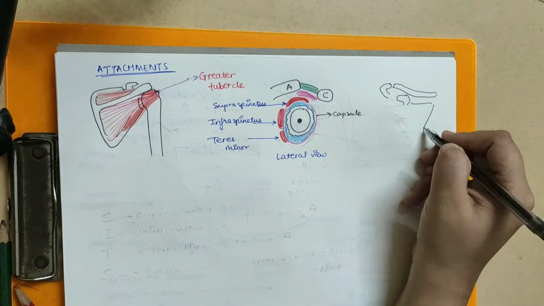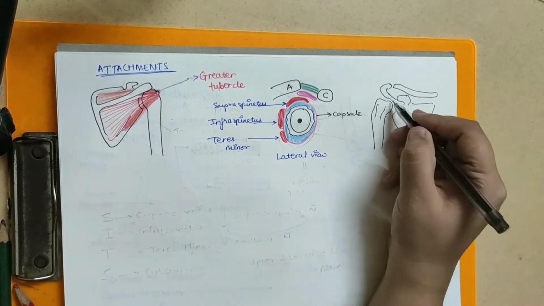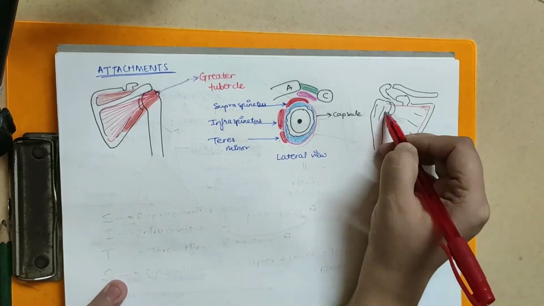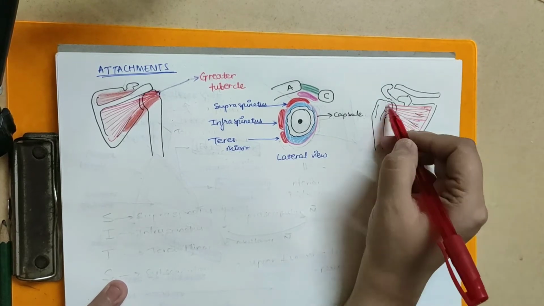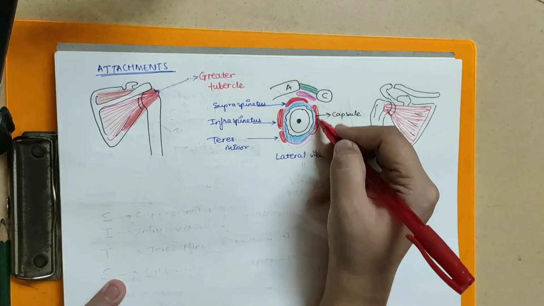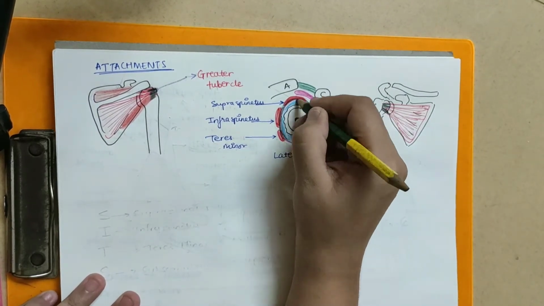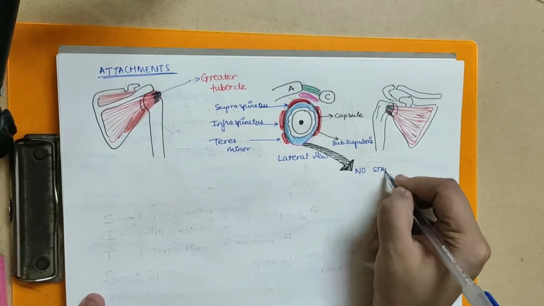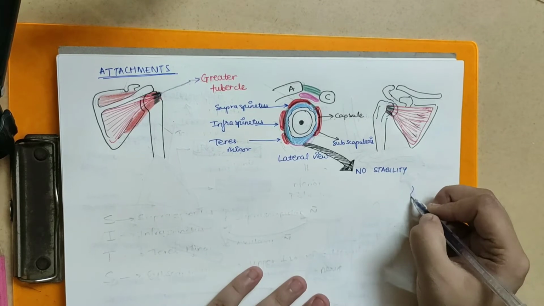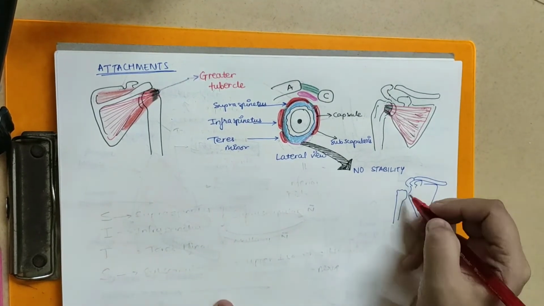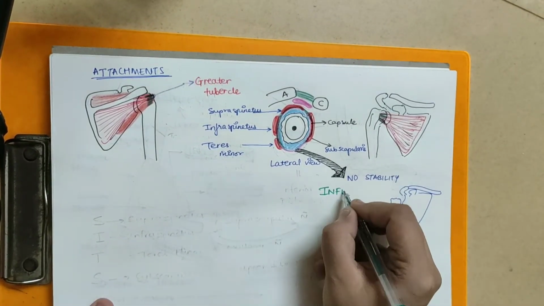Anteriorly, the subscapularis muscle originates from the subscapular fossa, attaching anterior to the capsule. These muscles form a tendon and blend with the capsule, providing stability on all 3 sides except inferiorly. Thus, inferior shoulder dislocations are most common.